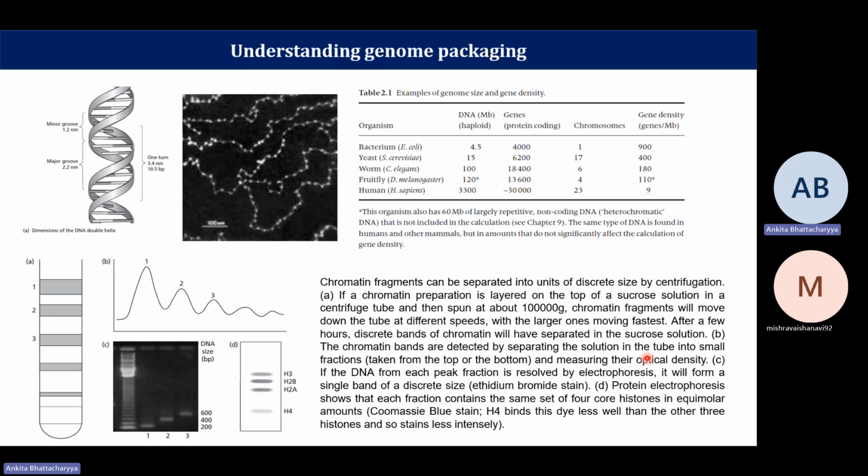Protein electrophoresis shows that each fraction contains the same set of four core histones in equimolar amounts. Here you can see Coomassie blue stain, and H4 binds the dye less well than the other three histones, so it stains less effectively, but it's still usable. So basically what we're trying to say is that if you have a representative material of the chromatin present within one cell or a population of cells, and you separate it using density based centrifugation methods, then you will get these different populations which will represent the different types of histones which are present.